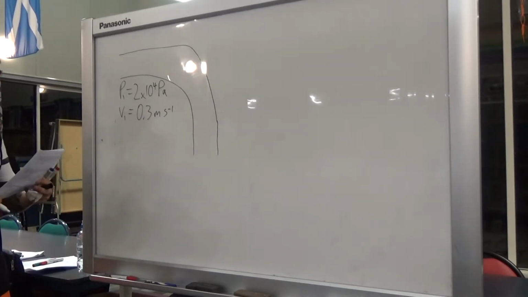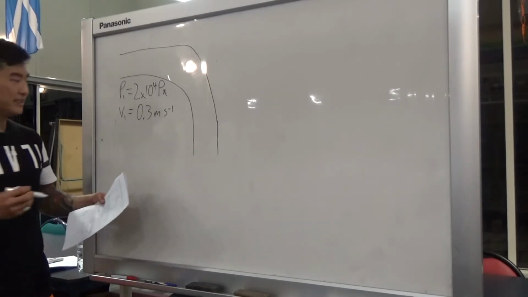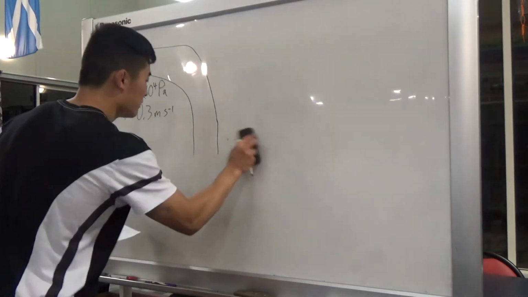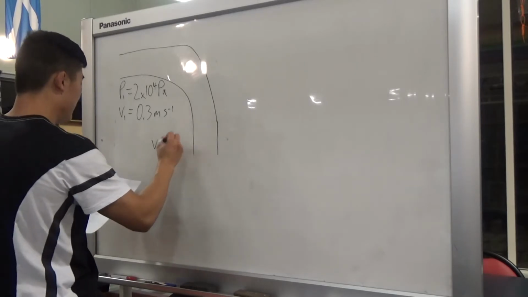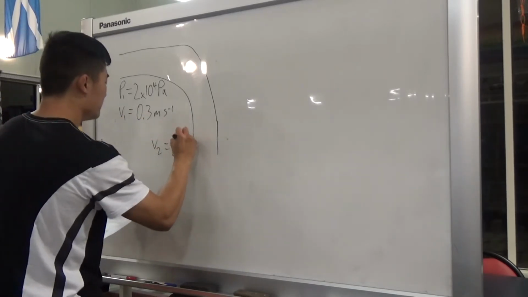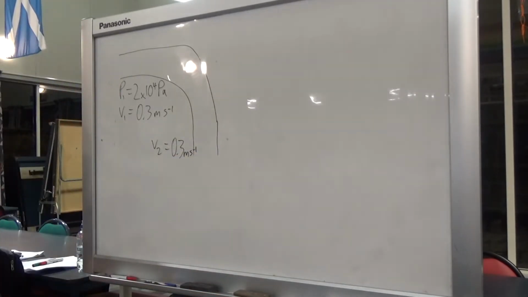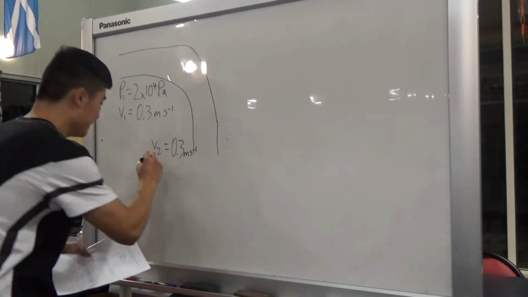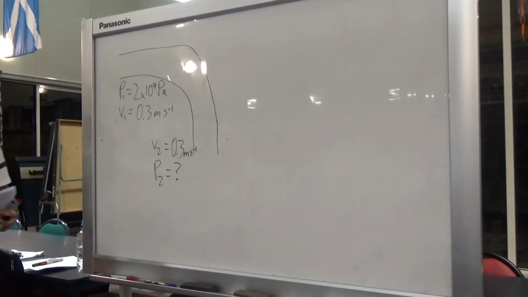The velocity of the water is constant in the pipe, so that means V2 will be equal to V1, so that's also 0.3 meters per second. And we want to find out what the gauge pressure of the water at point B will be. So we want to find out what P2 is going to be. P2 equals question mark.